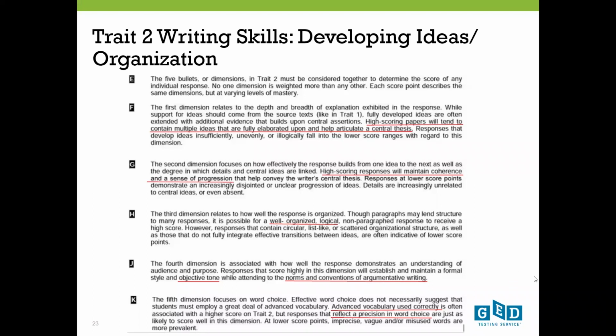And then finally, I've underlined that when they're using advanced vocabulary, they're using it correctly. That doesn't mean students always have to use elevated vocabulary. Really, it's more about using precise vocabulary, precise word choice that's appropriate for their argument. Next.